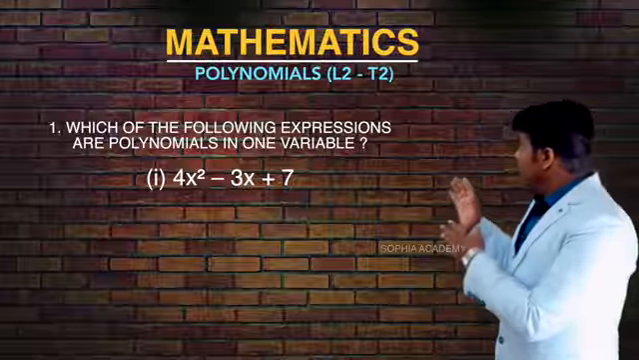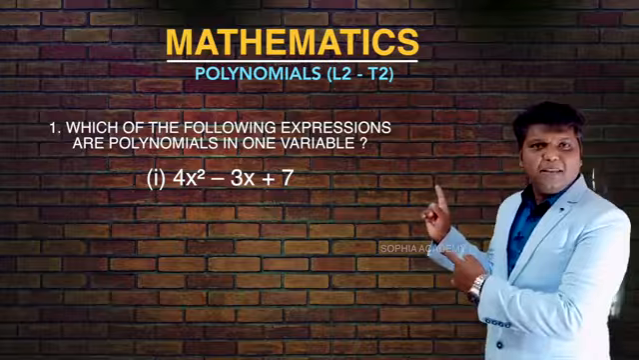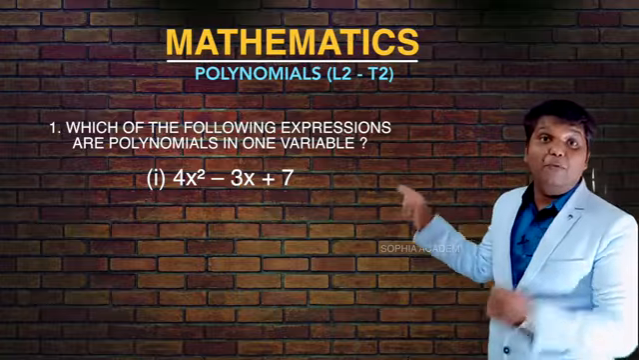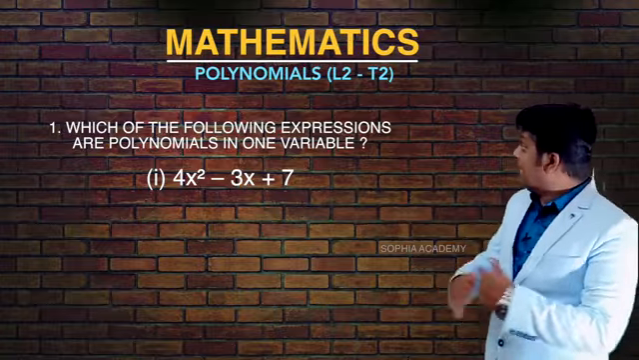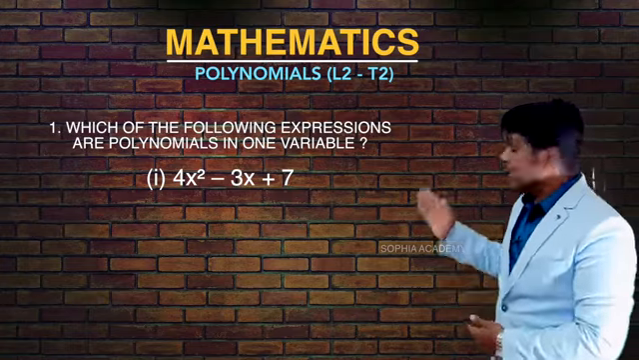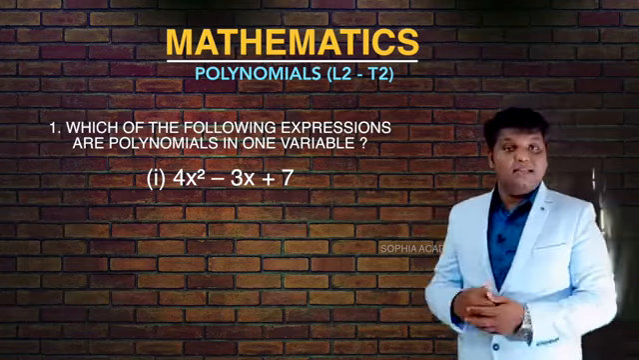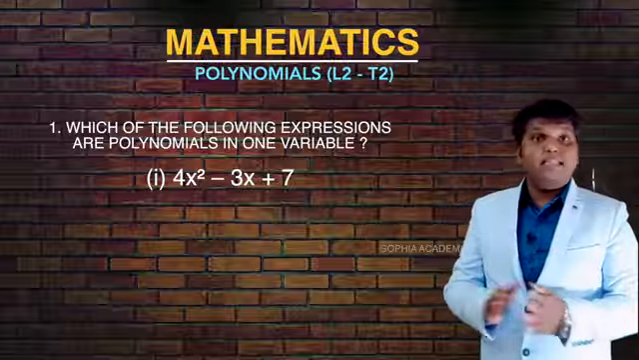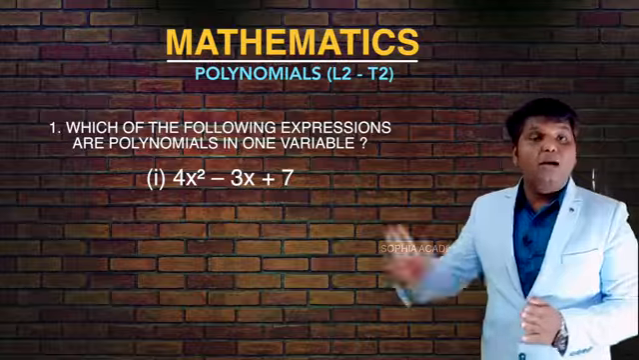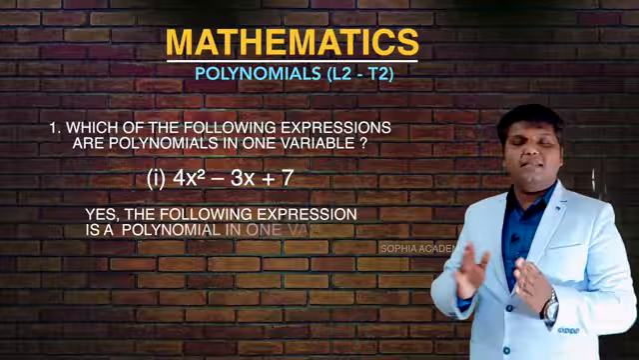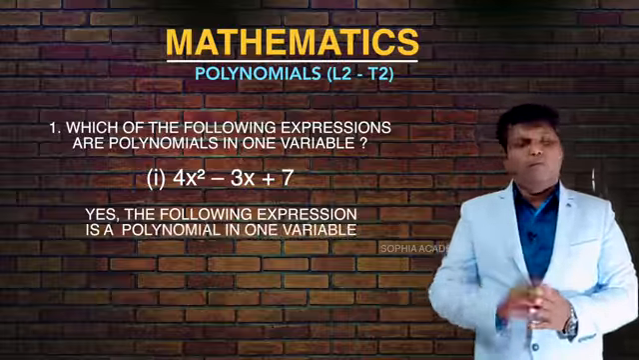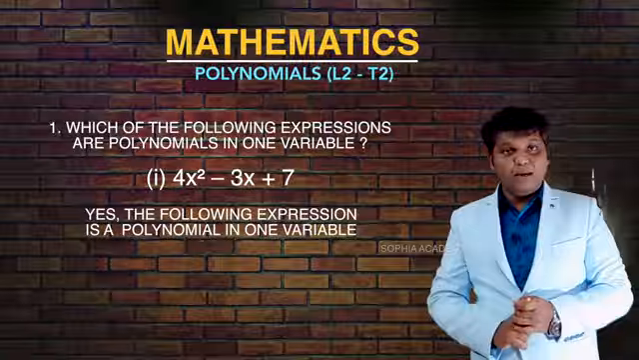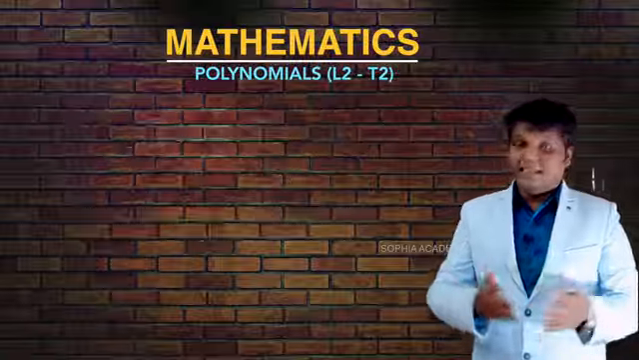Now what is our question actually? We have to find whether this is in one variable. That means, is there any other variable rather than x? No. Other than x, there is no other variable. You can see it is only in x. So we can say yes, this is a polynomial in one variable. It's a one variable polynomial.